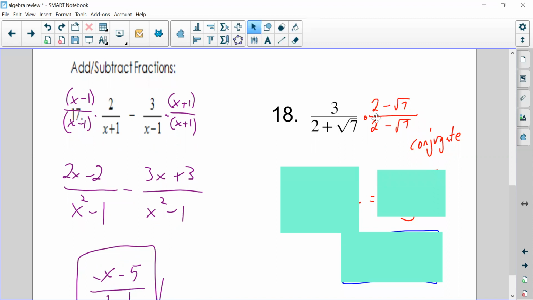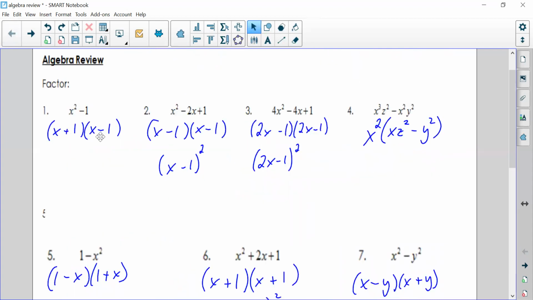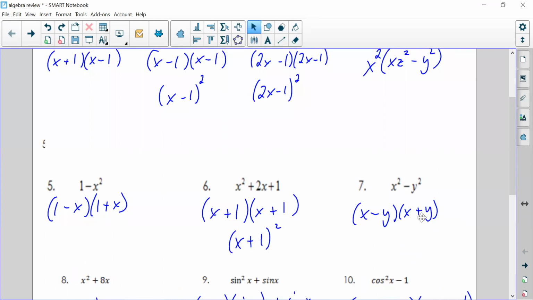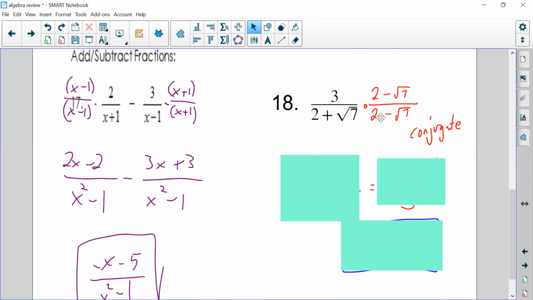And let's continue. Again, look at this denominator. Do you see that you've got a difference of squares in the air? You've got a binomial times a binomial. One is plus and one is minus. Just like this, binomial times a binomial. One is plus, one is minus. These are all differences of squares. So when you multiply the denominator, realize that you've got basically a difference of squares.